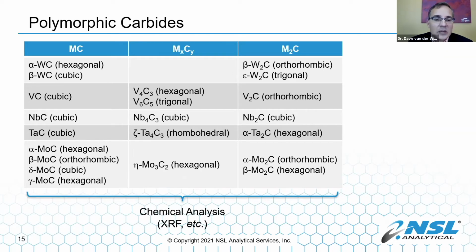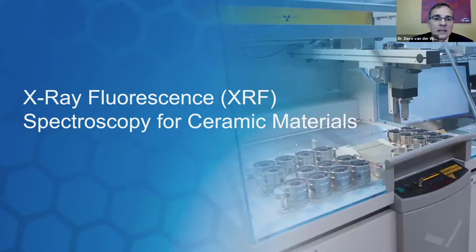So the way you would distinguish between those different groups would be chemical analysis, simply from looking at atomic ratios. But that would not tell you anything about the crystal structure of each of those. For that, you would have to use a structural analysis tool such as XRD. So that is my tie-in. I'll talk about XRF before Akhilesh takes over and talks about XRD.